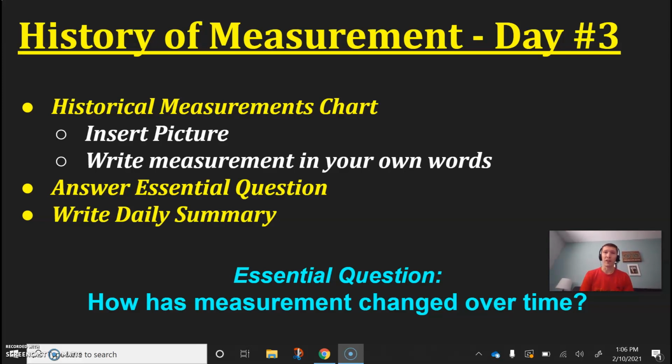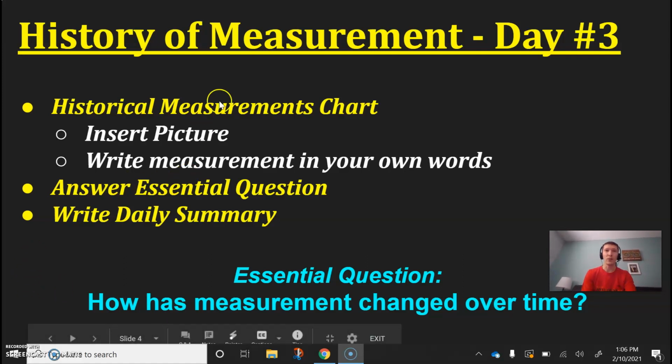We're going to look up definitions and make sure you have a picture of each example, and then also written in your own words how to use each measurement, because you are going to be measuring things next block. And so it's important to know how to measure things and what these terms mean. So your essential question for today is, how has measurement changed over time? So hopefully by doing this activity, you'll have a better idea of that answer.